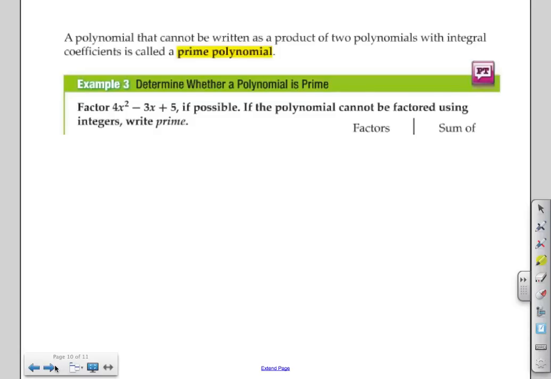Okay, prime polynomial. Here's our definition for the day. A prime polynomial is a polynomial that cannot be written as a product of two polynomials. It's called prime. So how do we figure that out? We have to determine whether it's prime or not. And the way we do that is we take our 4x squared minus 3x plus 5, all right? If the polynomial cannot be factored using integers, then we're going to think that it's prime.